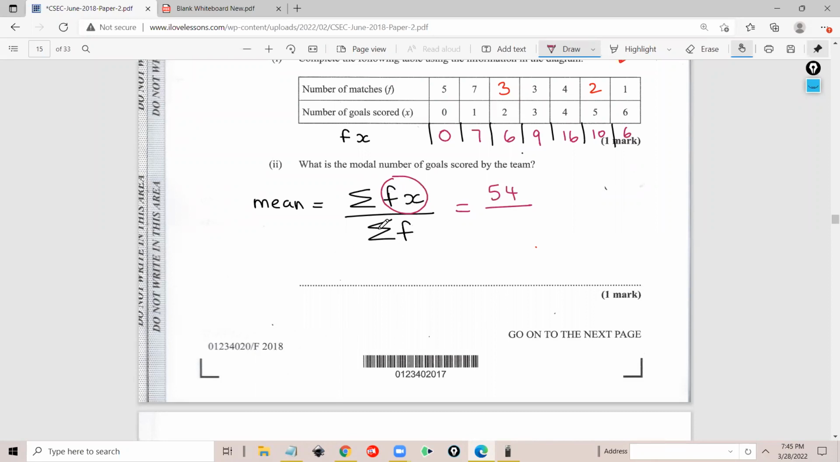Now we have to divide it by sigma f, just f. Isn't this the f row? You're going to add up everybody in this row. 5 plus 7 plus 3 plus 3 plus 4 plus 2 plus 1. I'm getting 25. So when I divide these two, 54 divided by 25, I'm getting exactly 2.16. Of course, remember, it's the mean of the goals we are finding. So they just write the word goals, just to make sure you get your full mark.